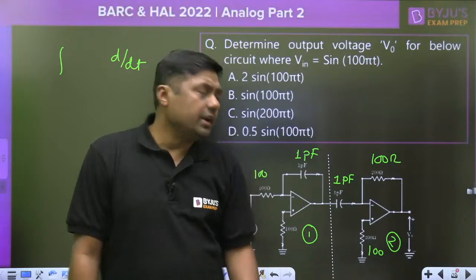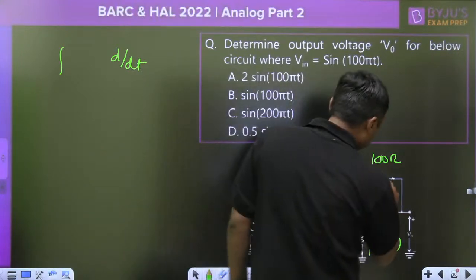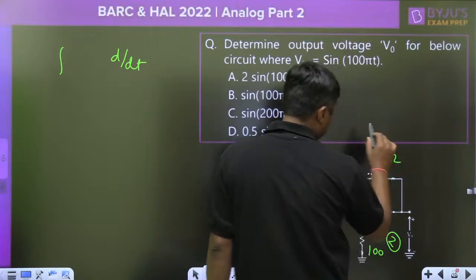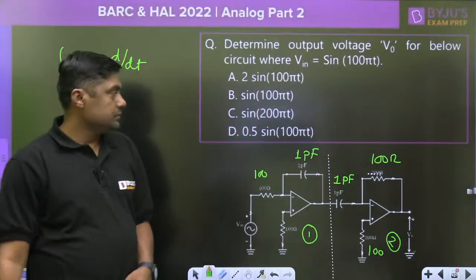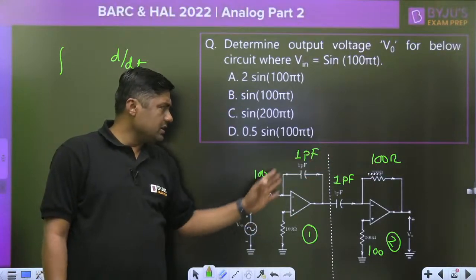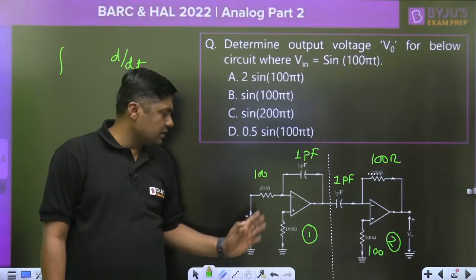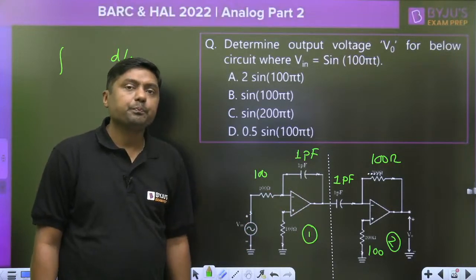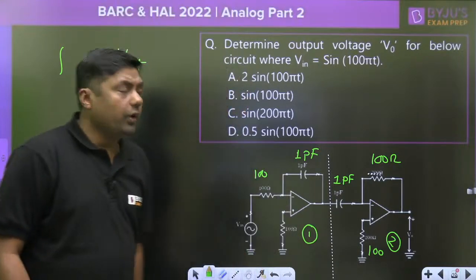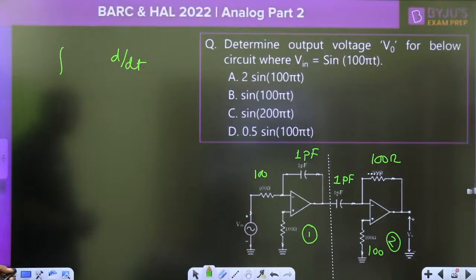Second op amp of the resistance 100 ohm, 100. This is 100 ohm. According to the question, give me the answer. That is 100, that is 100, 1 picofarad, 1 picofarad, everything is same. Tell me. Right. It will remain same, definitely.